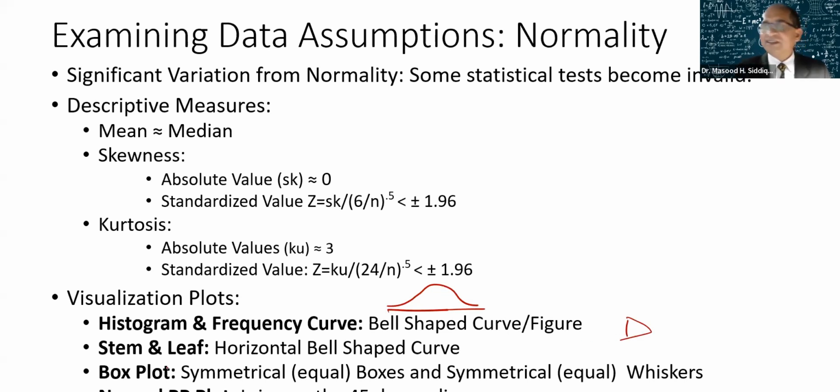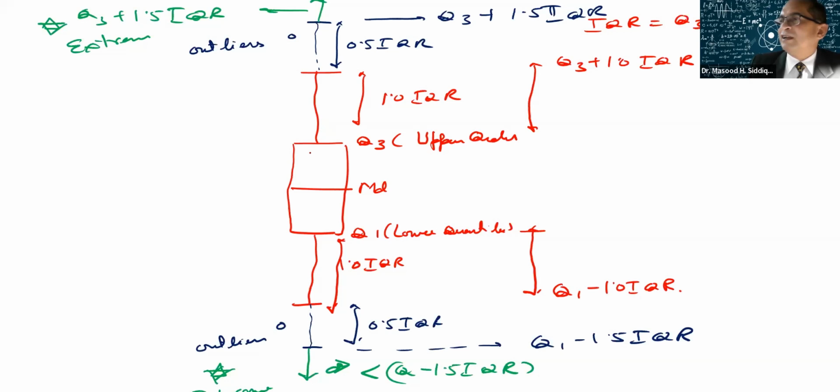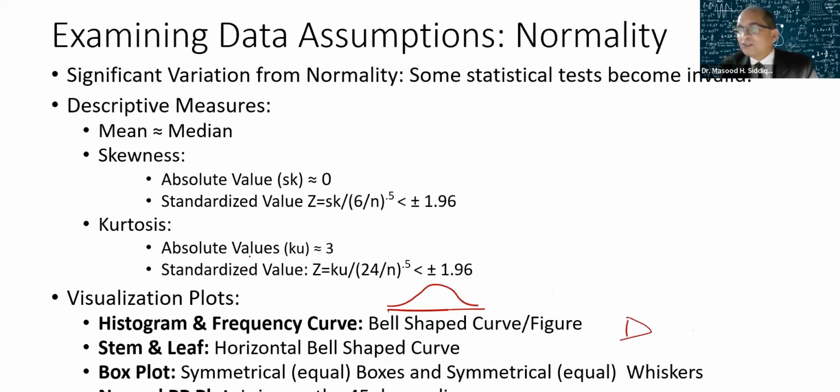Box plot, I have discussed. If our distribution is normal, then these two boxes would be equal to each other, and these two whiskers should also be equal to each other. So this is how we can examine the box plot. Now the last method. These are visualization methods. After that, we have some testing part also that I will be showing later on.